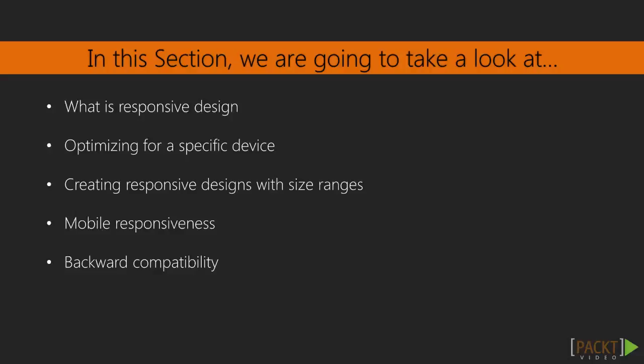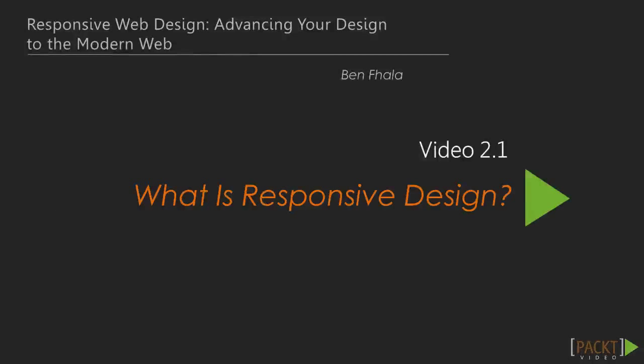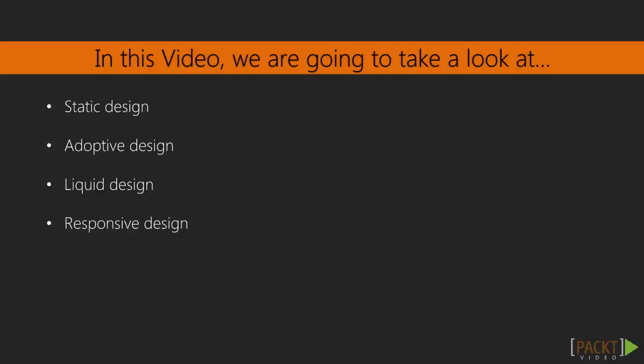We're also going to wrap up this section talking about how we make our stuff as backward compatible as we can. And that's it. So let's jump right into our first lecture in this section, which is what is responsive design. In this lecture, we're going to go through the differences between responsive design, static design, adaptive design, and liquid design. So let's get to it.